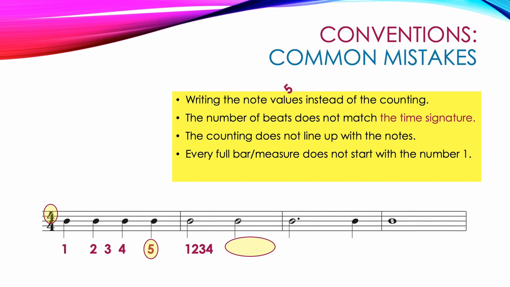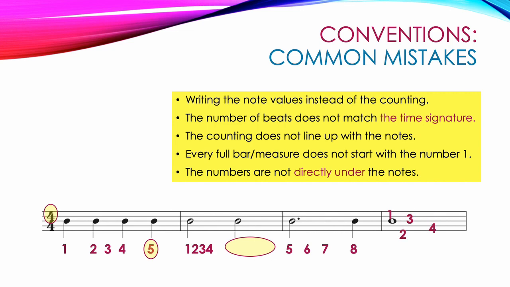So it would be a mistake to make the next measure 5, 6, 7, 8 because it doesn't start with the number 1. The last of the most common mistakes is that when you write the numbers under the notes, the numbers are not directly under the notes. Sometimes we'll see something that might look like this, all over the place.